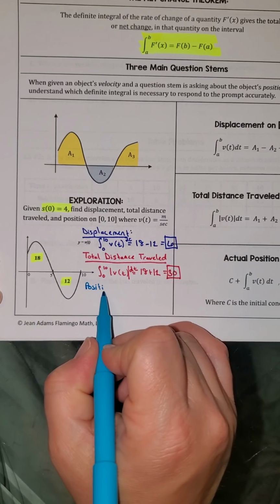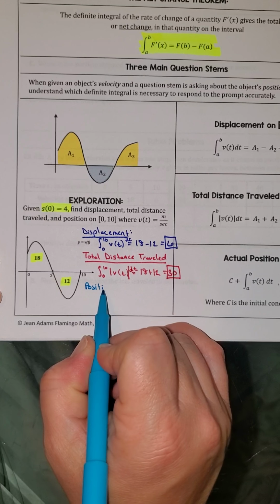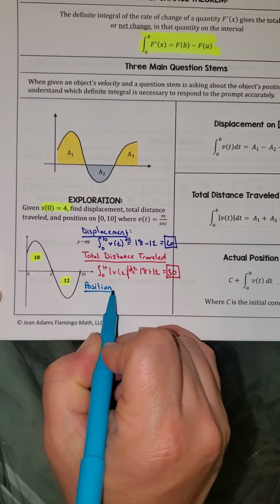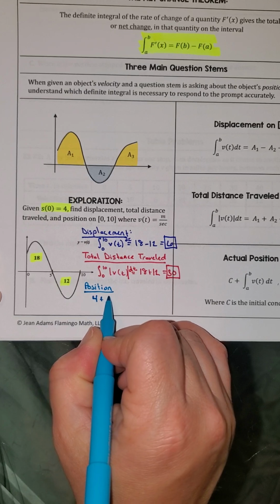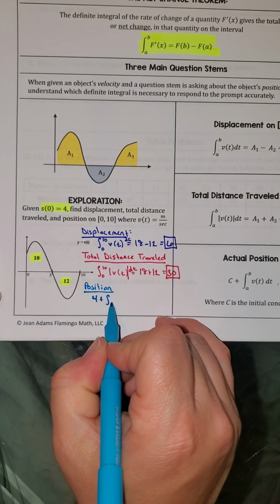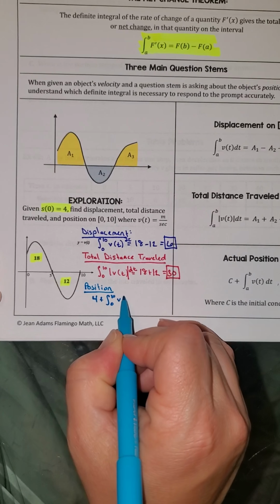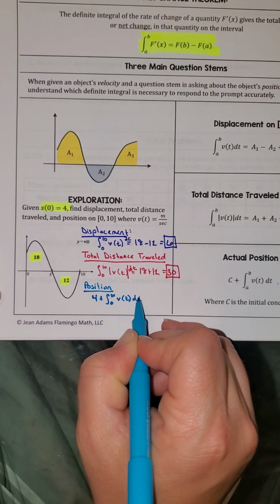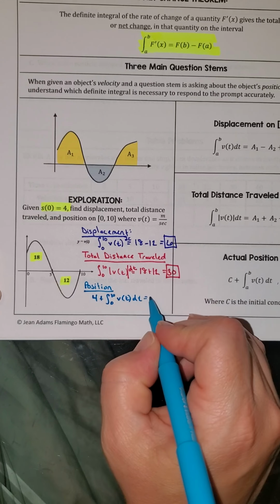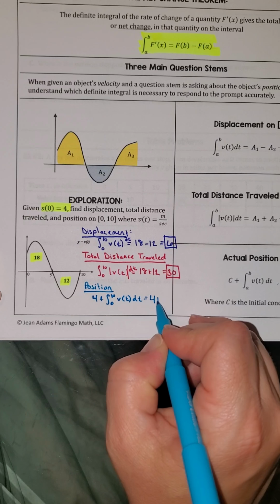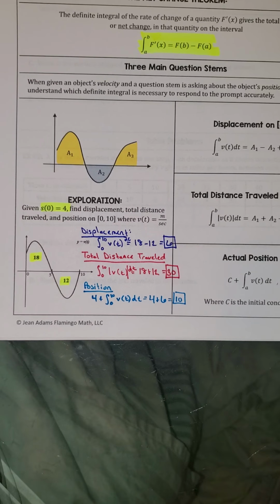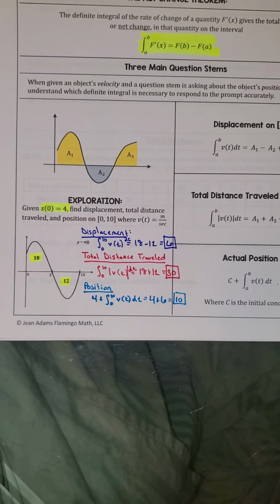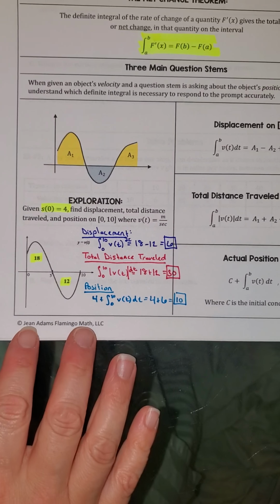This is where we consider position. This is where we consider where we start. So we start at 4, and then you consider your displacement, which would be the integral from 0 to 10 of v of t dt. So you'd have 4 plus your 6, which is 10. Okay, so that's just kind of showing the 3 different things with our graph.